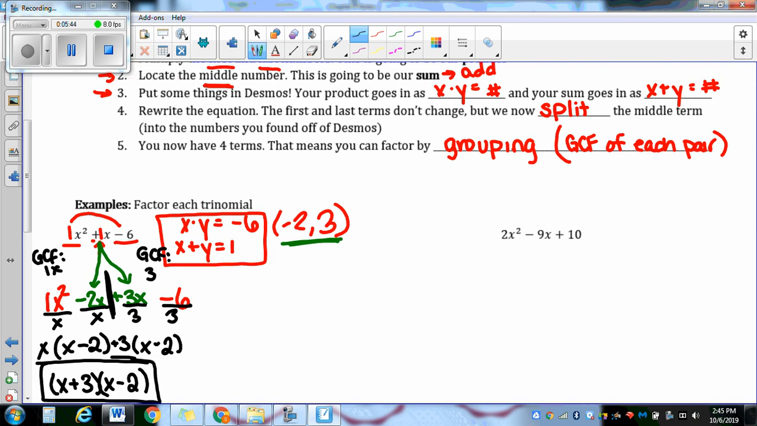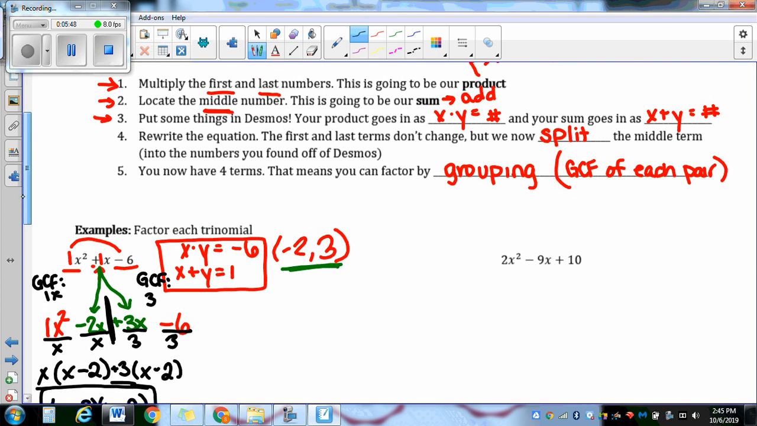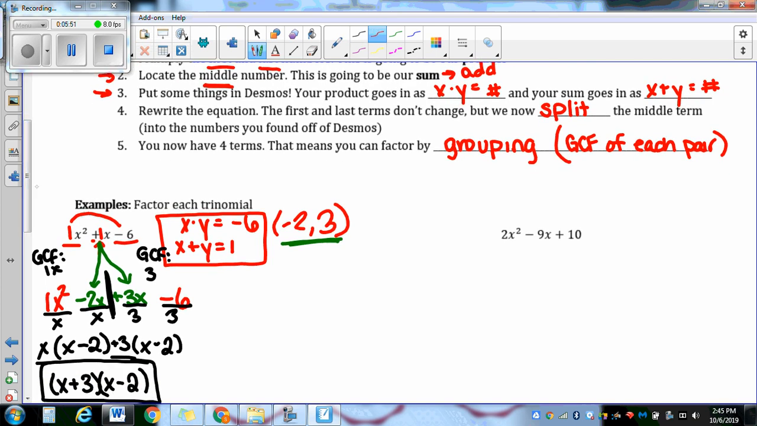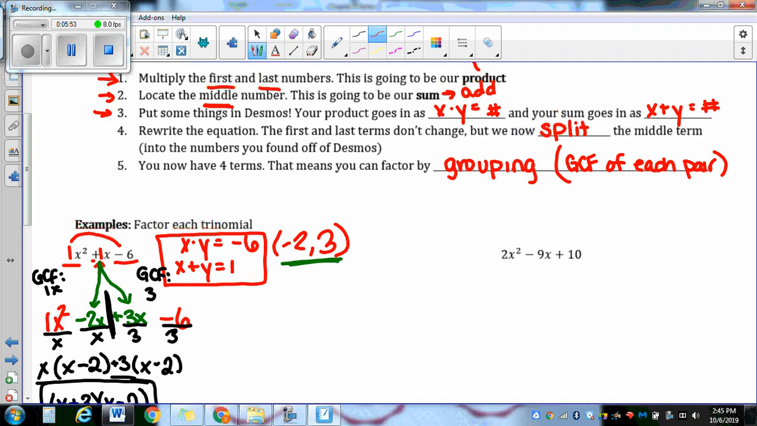All right, so let's talk about this second one then. So first step, if I look back up at here, my step 1 says multiply the first number and the last number. This one's easy. It tells us all our numbers. 2 times positive 10 says that my product is 20 because 2 times 10 is 20. My sum is the middle number, and in this case, the sum is negative 9. So x plus y equals negative 9.